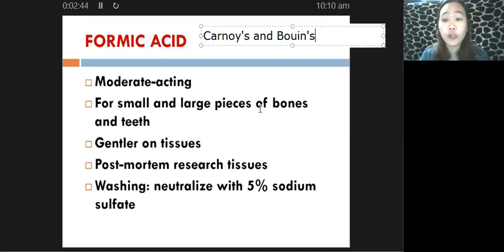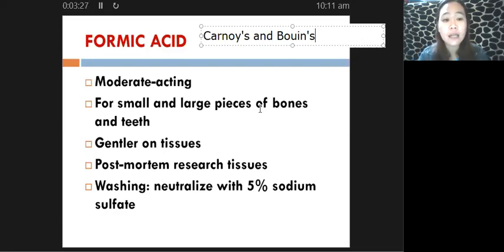That is the offshoot of it being a moderate acting solution or decalcifying agent. Number one, it's gentler on your tissues, which is actually an advantage. However, the disadvantage is that it takes a longer duration for the decalcification process to be completed. For its application in the laboratory, it is utilized for small and large pieces of bones and teeth samples.